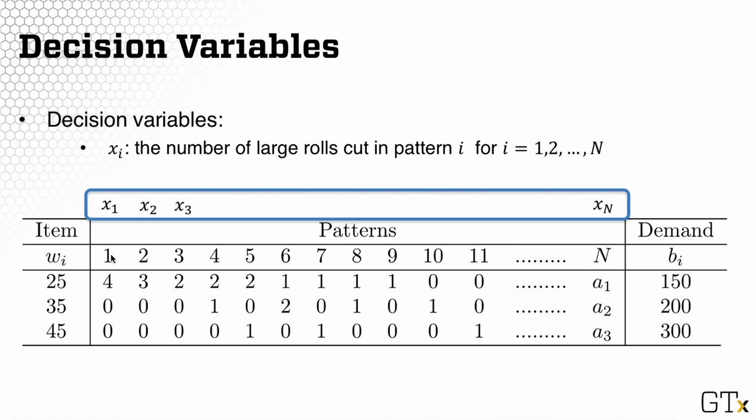x1 means I'm going to cut this pattern x1 copies, x1 number of large rows in this pattern, x2 number of large rows in this pattern, and so on. So x2, x3, x1, these xi's need to be non-negative, and should be integers. But more importantly, it cannot be negative. It has to be non-negative.